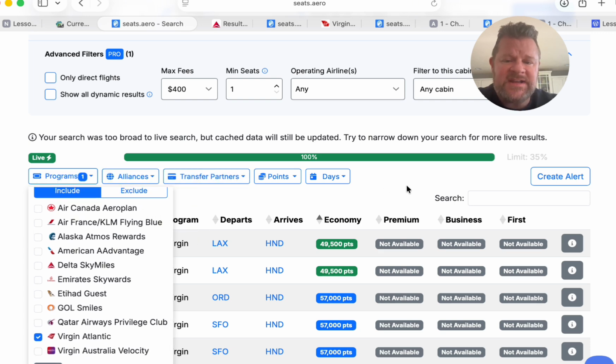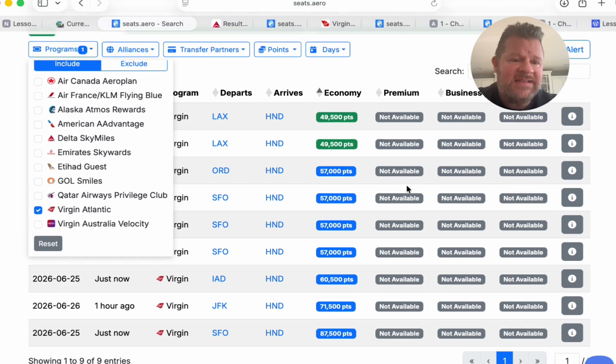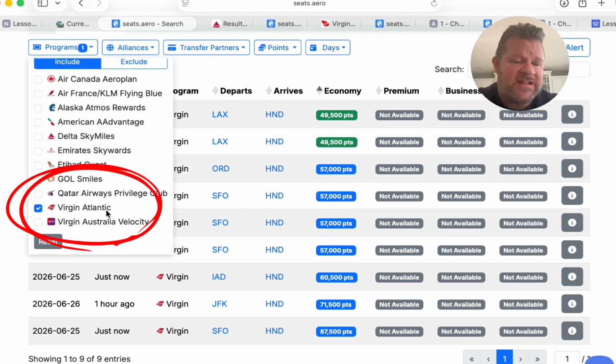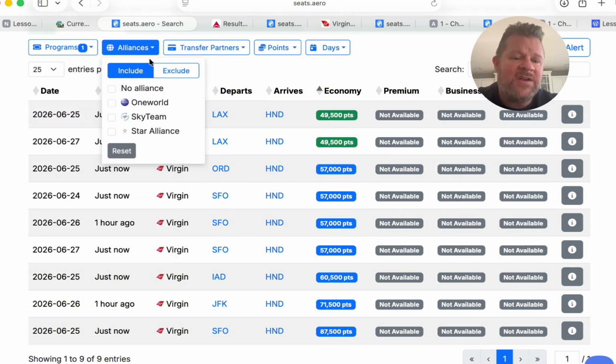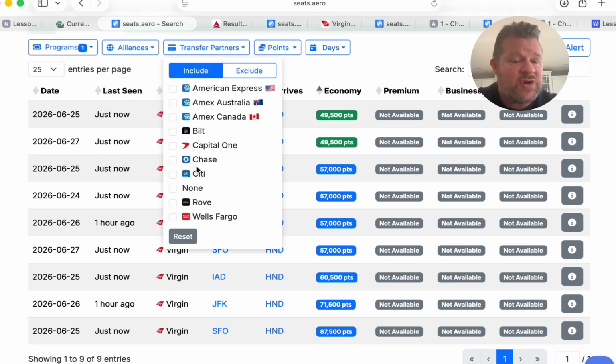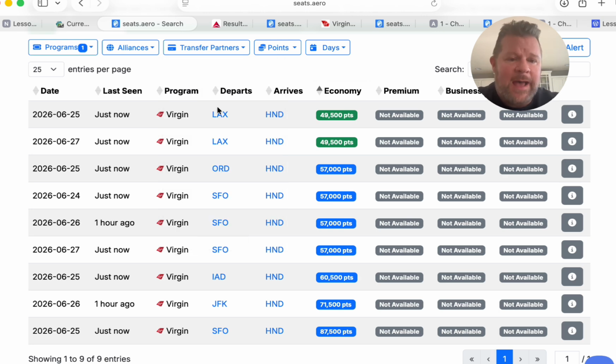For this first initial search, what I did is I selected just the program Virgin Atlantic, since that's the one that has the 30% offer. And so when I'm looking at the information, that's all I see. But you can also select by alliances that are connected to airlines, or you can select transfer partners. So if you have all your credit card points tied up in Citi or Chase or Capital One, instead of looking through all of the information, you can select just the ones that you want. Right now, just for today, I'm going to show you Virgin.